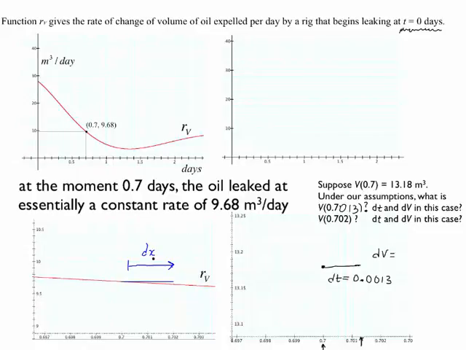This constant rate of change is telling us how many meters cubed per day, and we have this many days going by, and we have essentially a constant rate of 9.68. So it's going to be our m dt, right? M, the constant rate of change. We worked hard on it because we're going to use it a lot. 9.68 times dt, 0.0013. Put that there. I just needed 9.68 times.